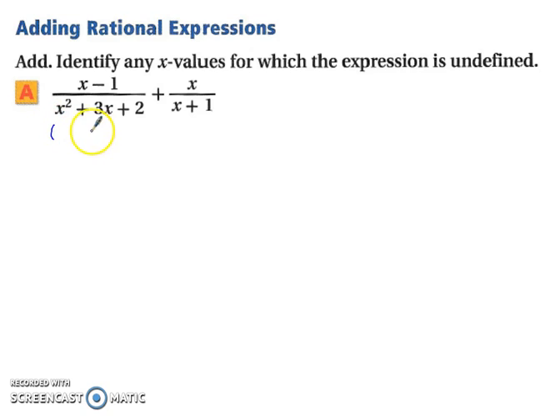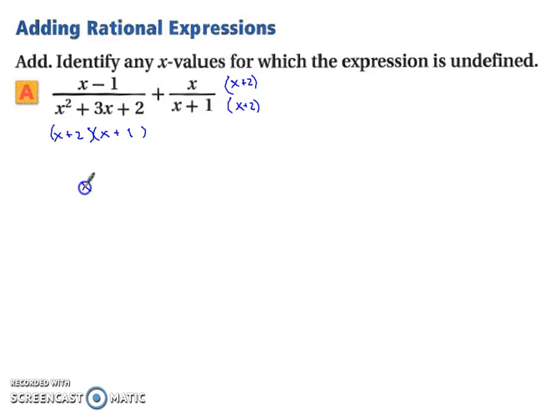So we need to factor our denominator here. So we have 2 numbers that multiply to give you 2, but when you add them, they give you 3. So this one has an x plus 1, but it's missing this x plus 2. So you need to multiply the denominator and the numerator. Whatever you do to the bottom, you have to do to the top. You can't just do it to one or the other.